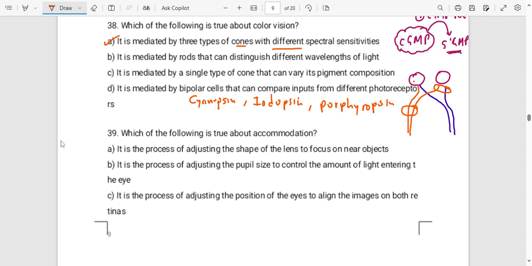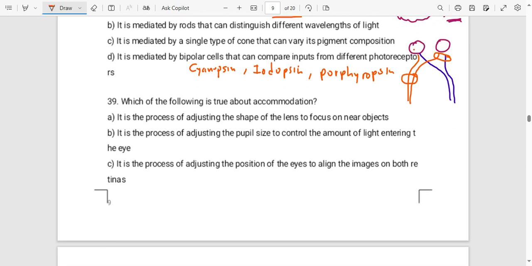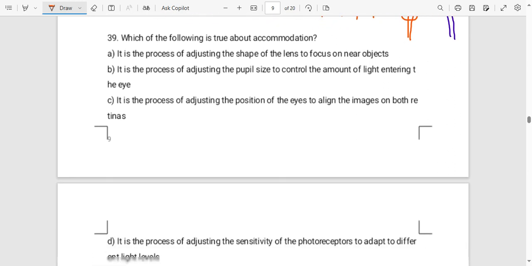Which of the following is true about accommodation? A. It is the process of adjusting the shape of the lens to focus on near objects. B. It is a process of adjusting the pupil size to control the amount of light entering the eye. C. It is a process of adjusting the position of the eye to align the image on both retinas. D. It is a process of adjusting the sensitivity of the photoreceptors to adapt to different light levels.